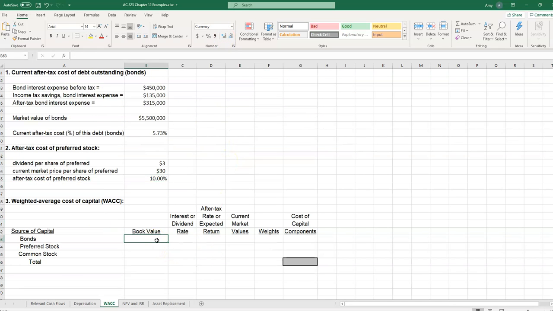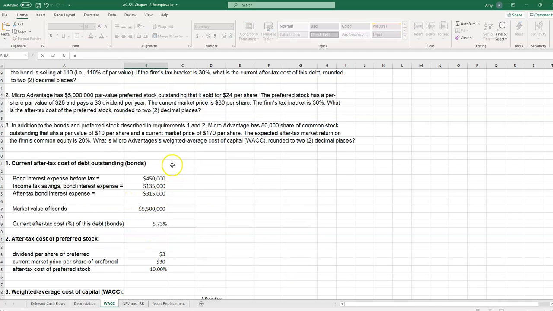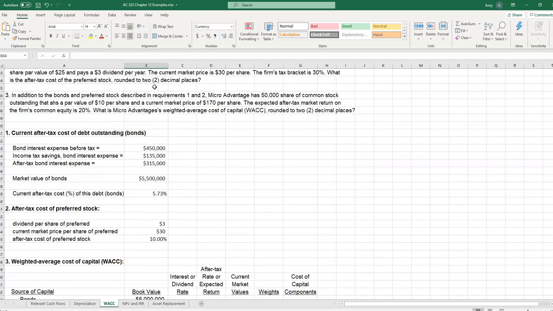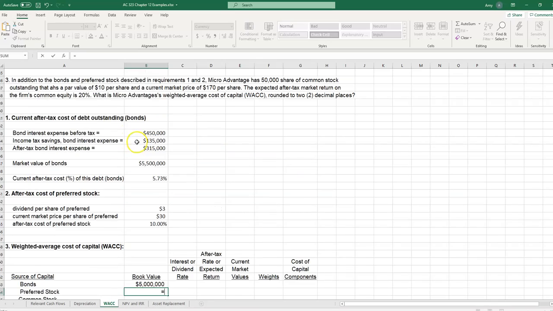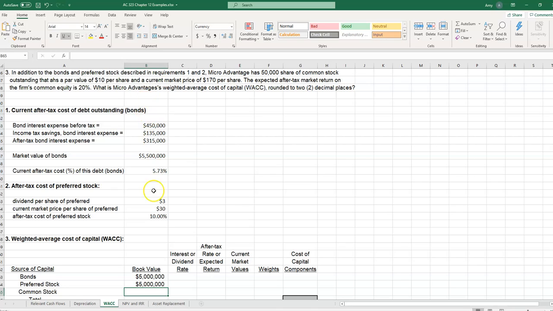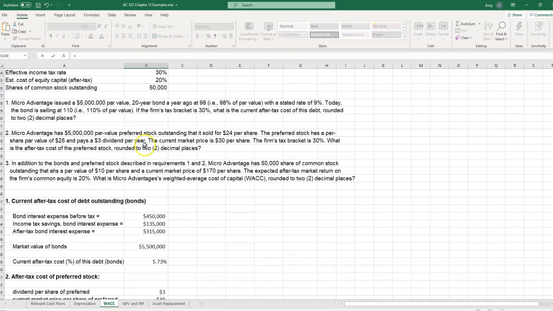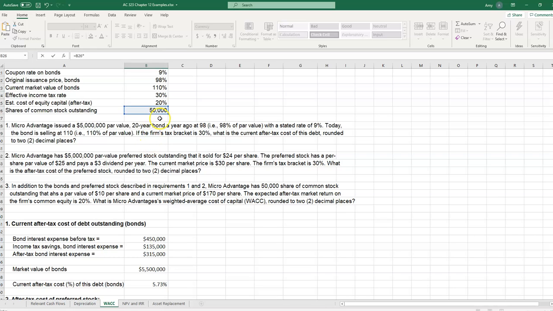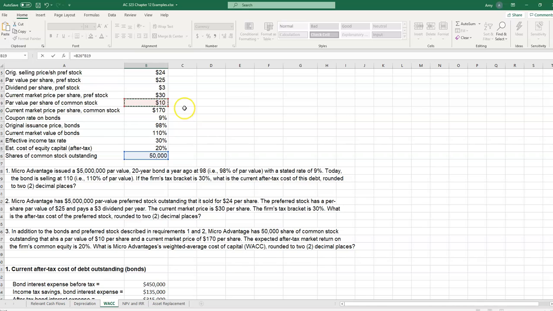Okay. Now we're going to look at our weighted average cost of capital. So we start with our current book value of our assets. The book value on our bonds is $5 million. The book value on our preferred stock is $5 million. And the book value of our common stock is our 50,000 shares outstanding times the par value of $10 per share.